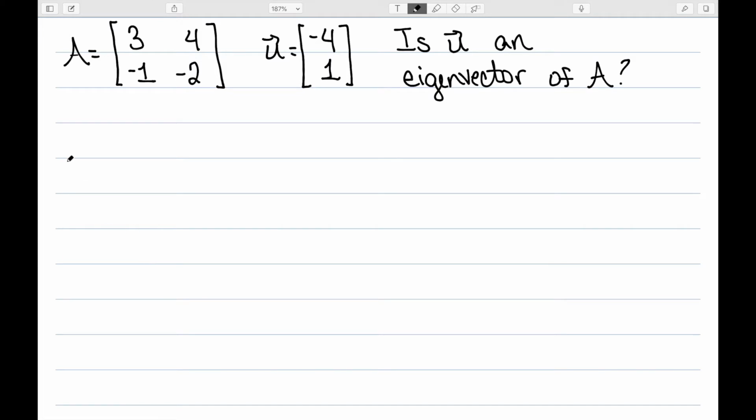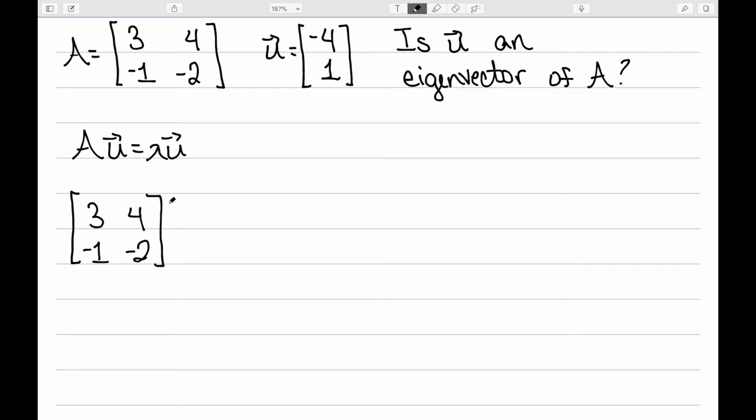Here I have a matrix A and a vector U, and I want to know, is U an eigenvector of A? So what I want to know is, is A times U equal to lambda times U? Well, we know what A is. It's 3, 4, -1, -2. And we know what U is. It's -4, 1. And so we just need to multiply these.